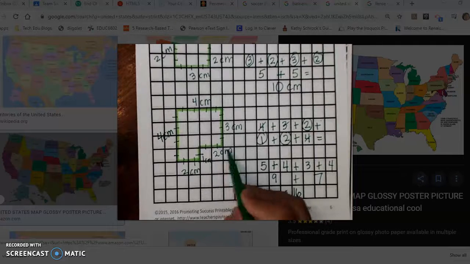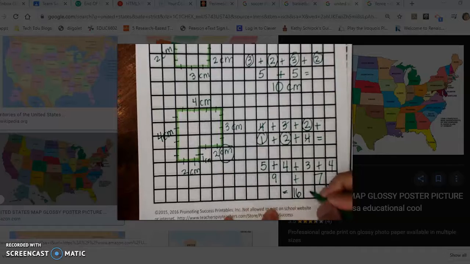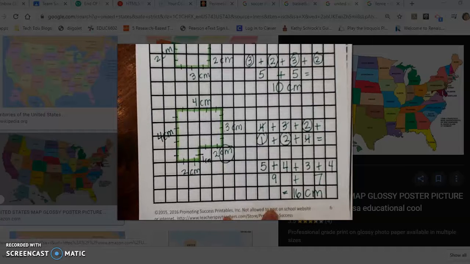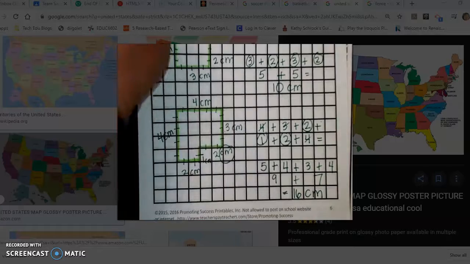Remember, we're using the centimeter measurement, so I'm going to write cm for centimeters. And that's how you find perimeter. It's so easy. If you know how to add, you can totally do perimeter.